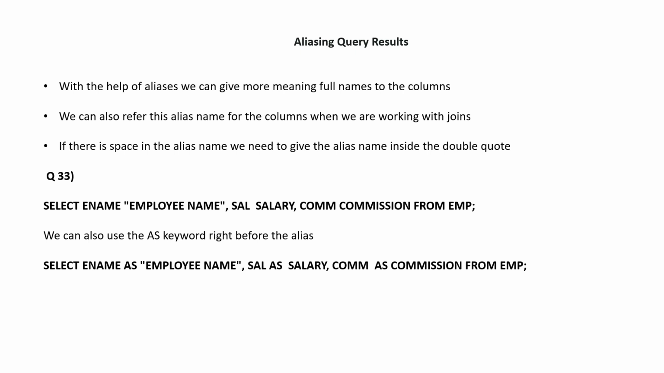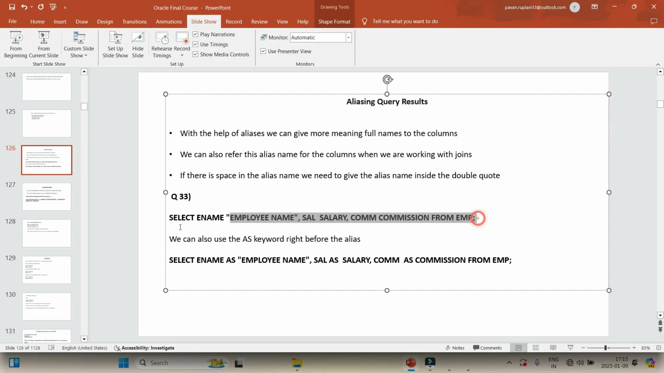If there is a space in the alias name, we need to give the alias name inside the double quote, right? That means, for example, here I want to give employee name to ename column. Now employee space name, there is a space, then we are giving this as a double quote, right? Now if you want to give alias name with the as keyword, you can give that keyword and then you can use the alias like this. I'll simply copy the code and run the code so that you can understand how the output will look like.